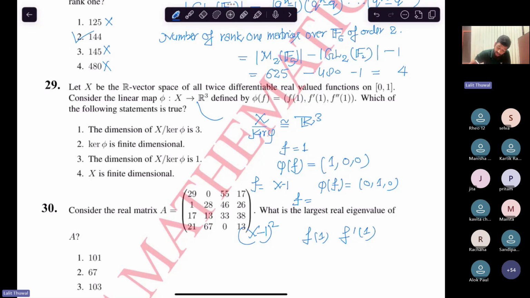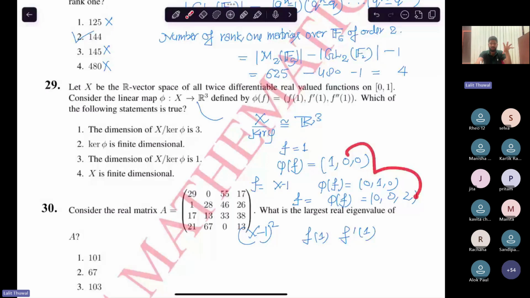So you might think that that will not give you 0, 0, 1, but we don't need that, because we only need 3 linearly independent vectors in the image. Okay, so if you take f equal to (x minus 1) whole square, then 1 is a root, so f1 is 0, and because it is a double root, f dash 1 is 0. Here we will get some non-zero value. I don't care about that. It is 2 or 1. So in the image, I get 3 linearly independent vectors.